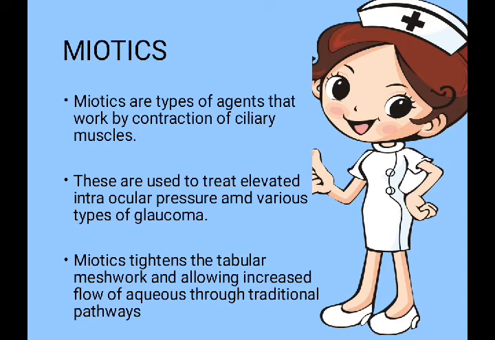It is also used to treat various kinds of glaucoma. These tighten the trabecular meshwork. Now, glaucoma is a kind of disease in which our peripheral vision gets lower and lower, and at the last stage only central vision is there. This is caused when the angle between the cornea and the iris is not normal. So if we put in the miotics, then the angle between the cornea and the iris becomes normal, and the trabecular meshwork allows the aqueous flow through the traditional pathways. So in this way it is used to normalize that.